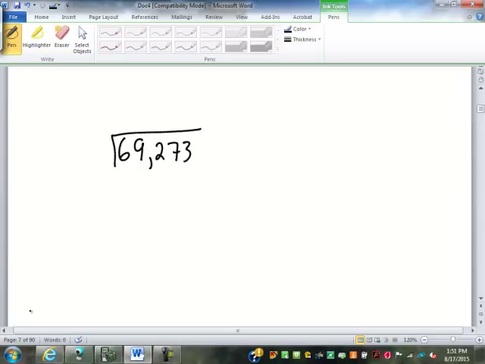Let's take something like 69,273 and divide it by 21. Now, we just said that division is repeated subtraction. Well, I am not about to start subtracting 21 from 69,273. I don't have that kind of free time, and hopefully you don't either. But what I can do is subtract the 21 in big chunks, like 100 of the 21s or 1,000 of the 21s. And that's exactly what long division is: a way of subtracting that number in large chunks.